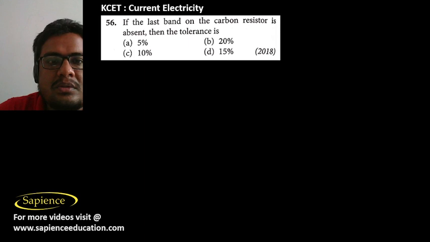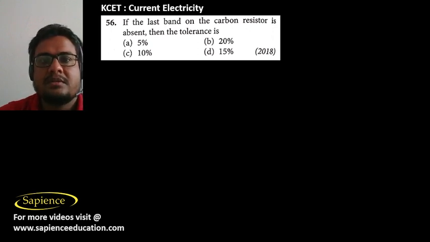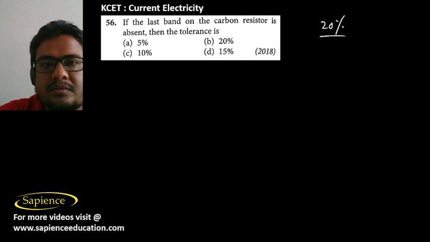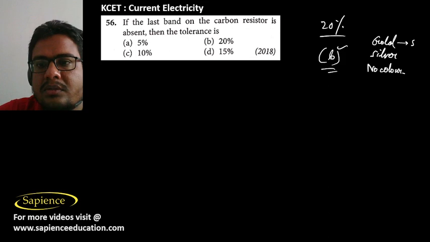Here it is told if the last band of the carbon resistor is absent, then the tolerance is. So if the last band is absent, then the tolerance is 20%. So option B is the correct answer. For gold, silver, and no color: for gold, the tolerance is 5%. For silver, the tolerance is 10%. And for no color, the tolerance is 20%.